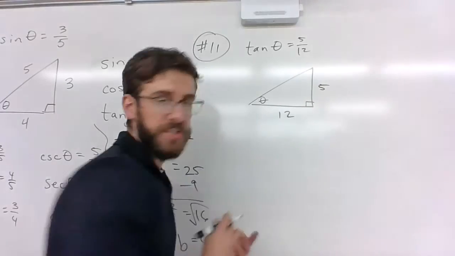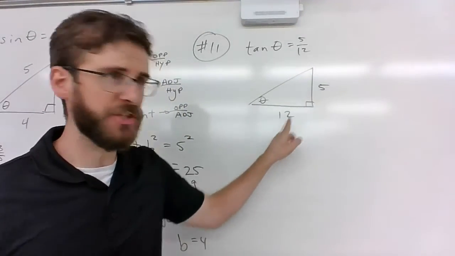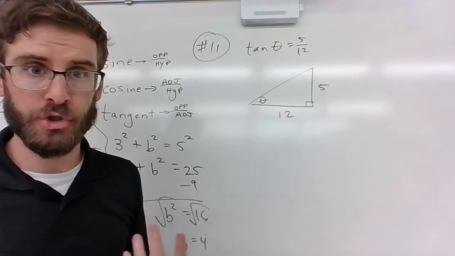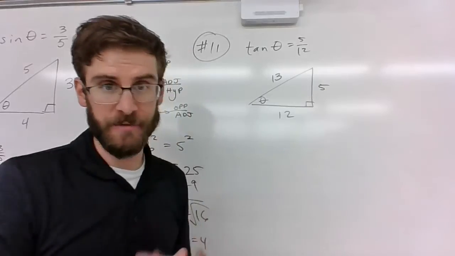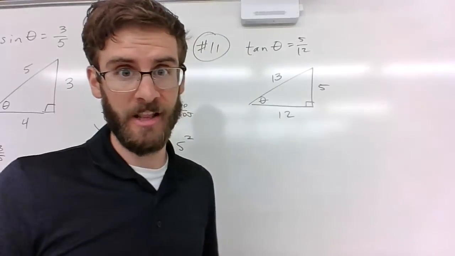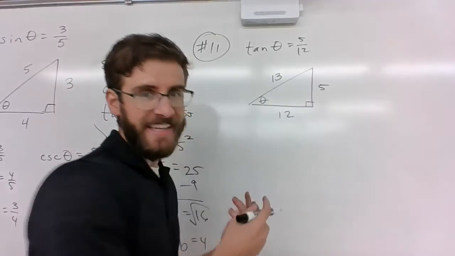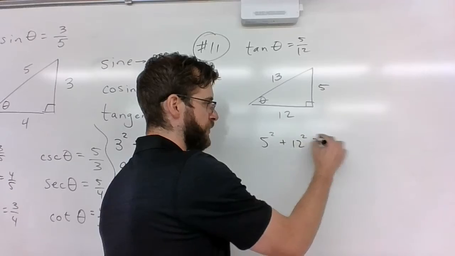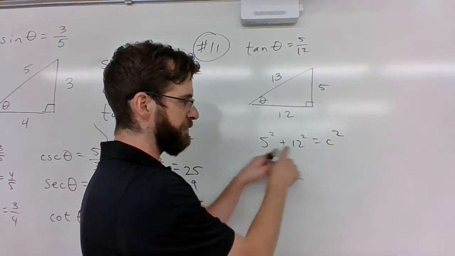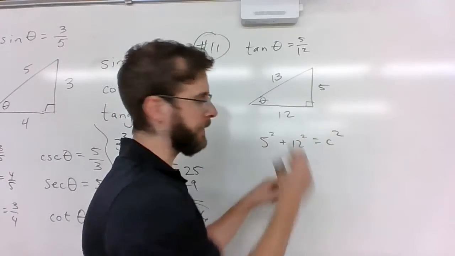Opposite over adjacent, 5 divided by 12. I happen to remember that this is a 5 to 12 to 13 perfect Pythagorean triple. All right, so I can kind of go to the front of the line here with that problem. That gives me all the trig right away without needing to use the Pythagorean theorem. It would have been 5 squared plus 12 squared equals c squared. 25 plus 144 is 169. Square root that and you get the 13 right there.